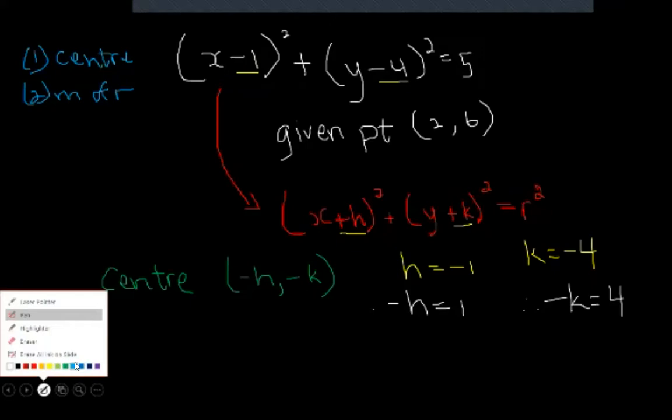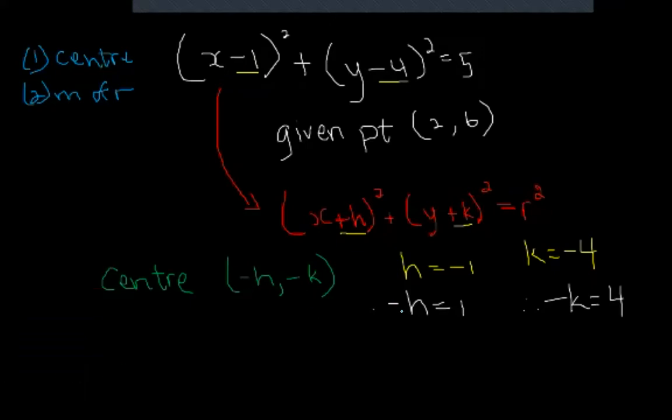And that's why we found that minus h is 1. So I put my 1 here. We found that minus k is 4. So we put 4 here. And that's why the coordinates of the center is 1, 4.